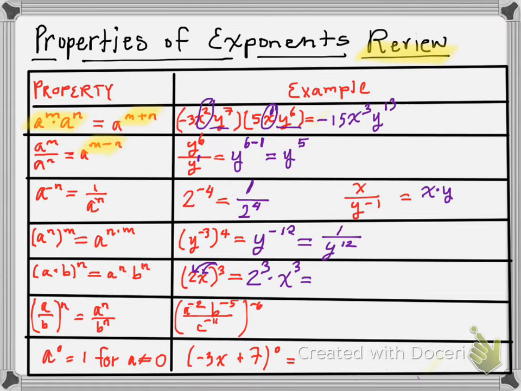Now I can compute 2 to the third is 2 times 2 times 2. 2 times 2 is 4, times 2 again is 8. So then this would be 8x to the third power.